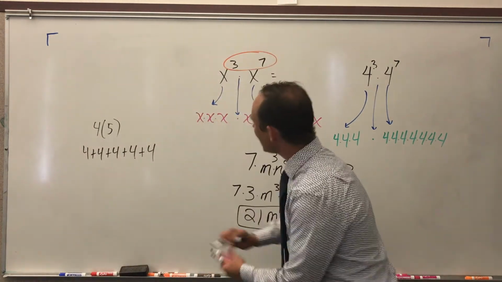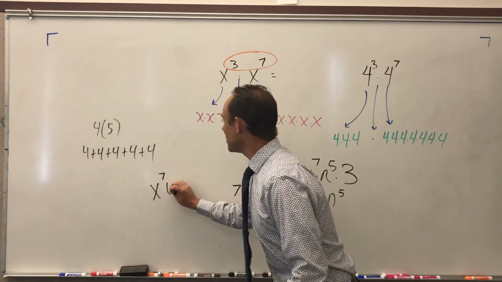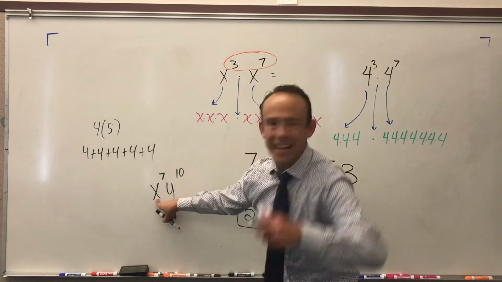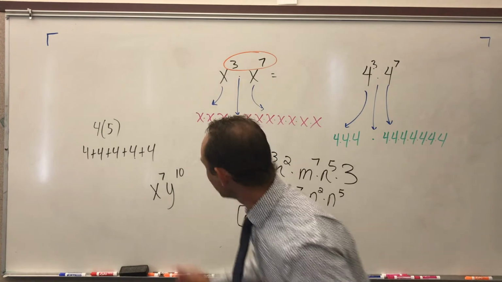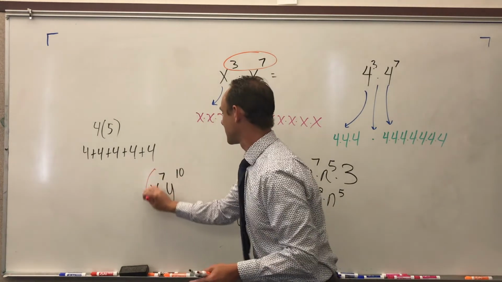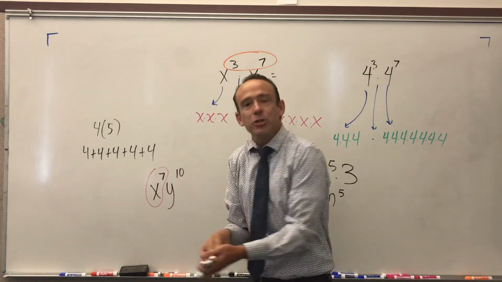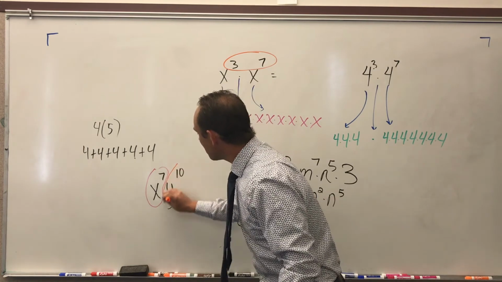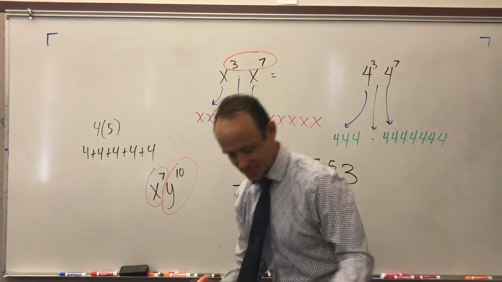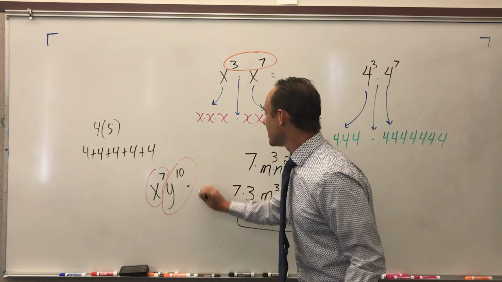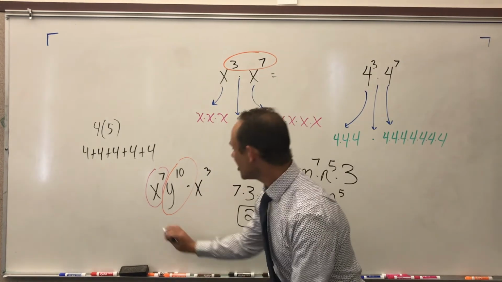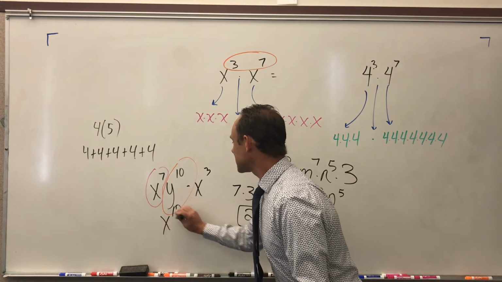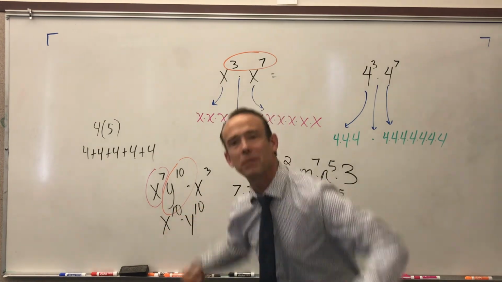You see, when I write x to the 7th and y to the 10th, I ain't multiplying x to the 10th. It's x to the 7th. It's y to the 10th. They're different bases with different exponents. And so you can go here and multiply it by x to the third if you want. That means it's x to the 10th now, y to the 10th. We can play this game.